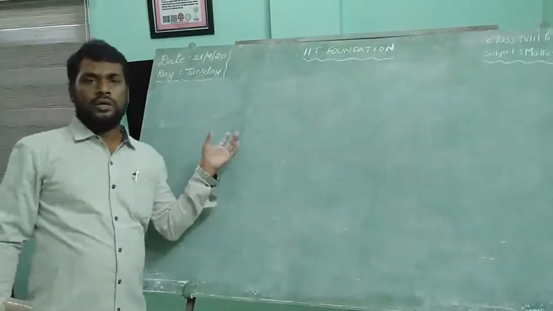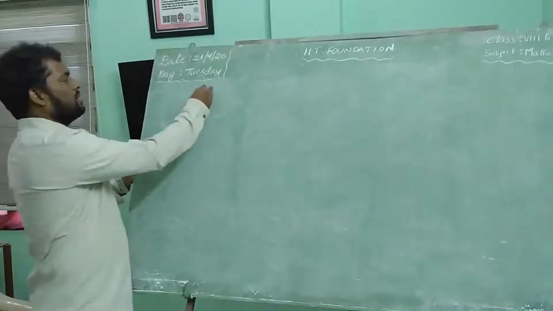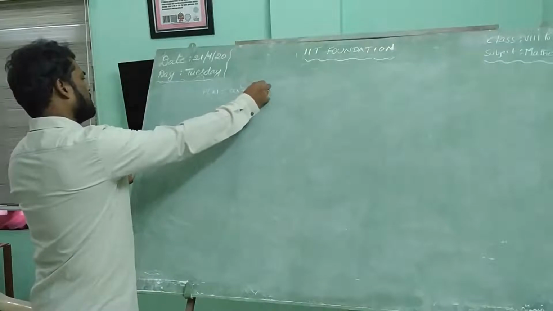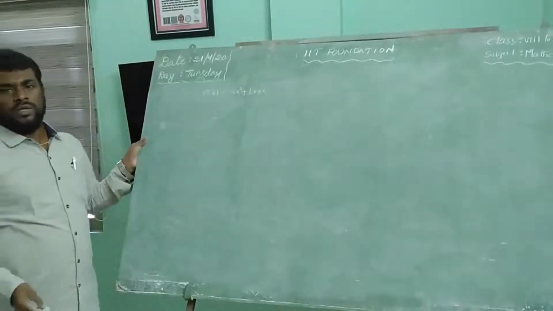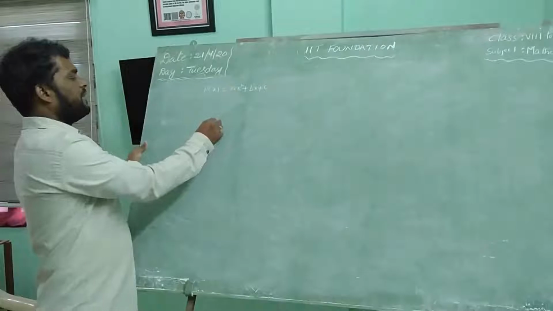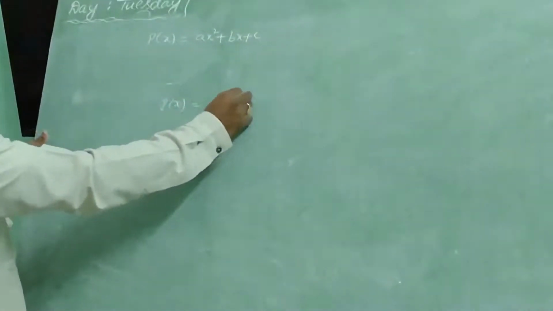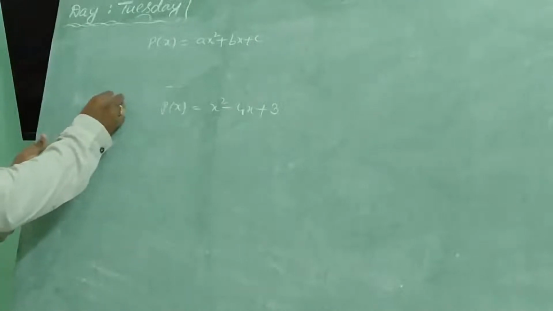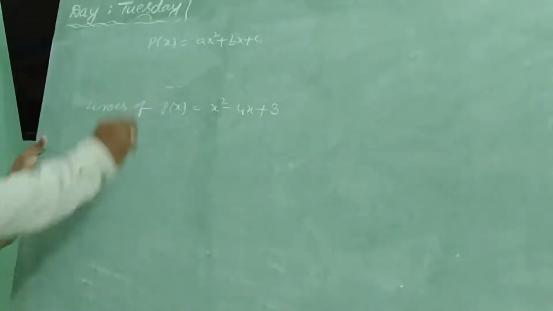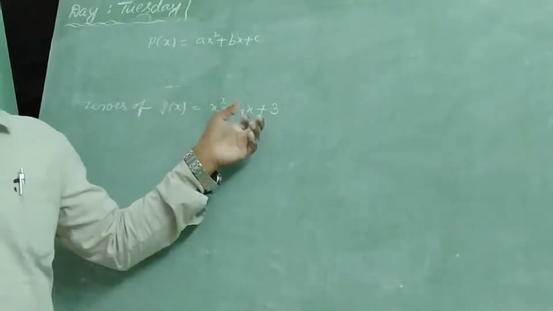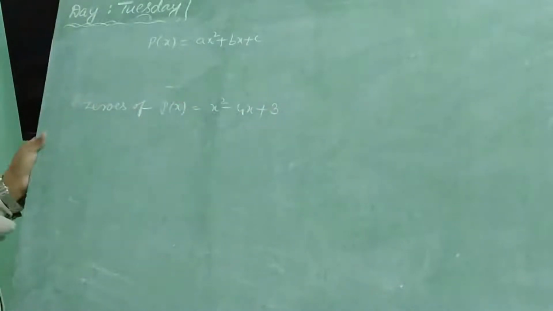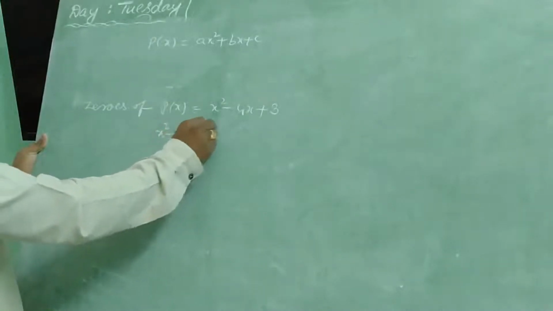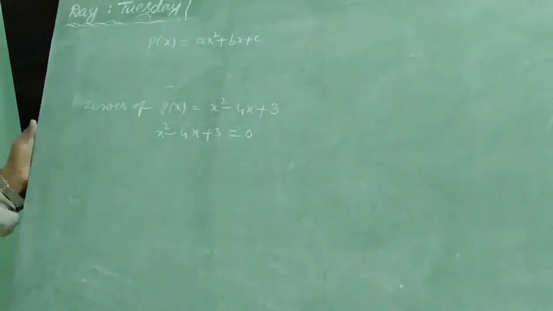Next one, there is an important term for quadratic polynomial. I already told the general form of a quadratic polynomial, ax square plus bx plus c. Before that, I am giving a small example. If we take p of x is equal to x square minus 4x plus 3, find the zeros of this polynomial. I told already how to proceed. So the beginning step is x square minus 4x plus 3 is equal to 0.